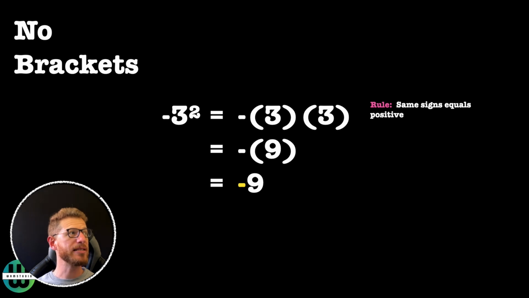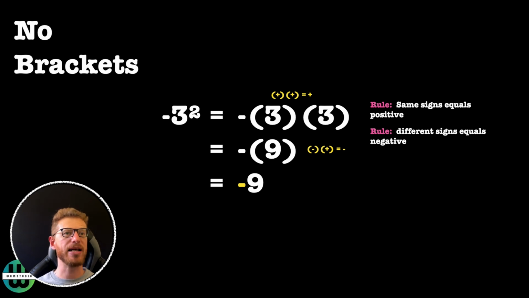And the rule here is same signs equals positive again, and different signs equals negative. I have two positive numbers inside, that's going to give me positive. And I have a negative and a positive, and that's going to give me negative. Hence the fact that we end up with negative 9 and not positive 9.